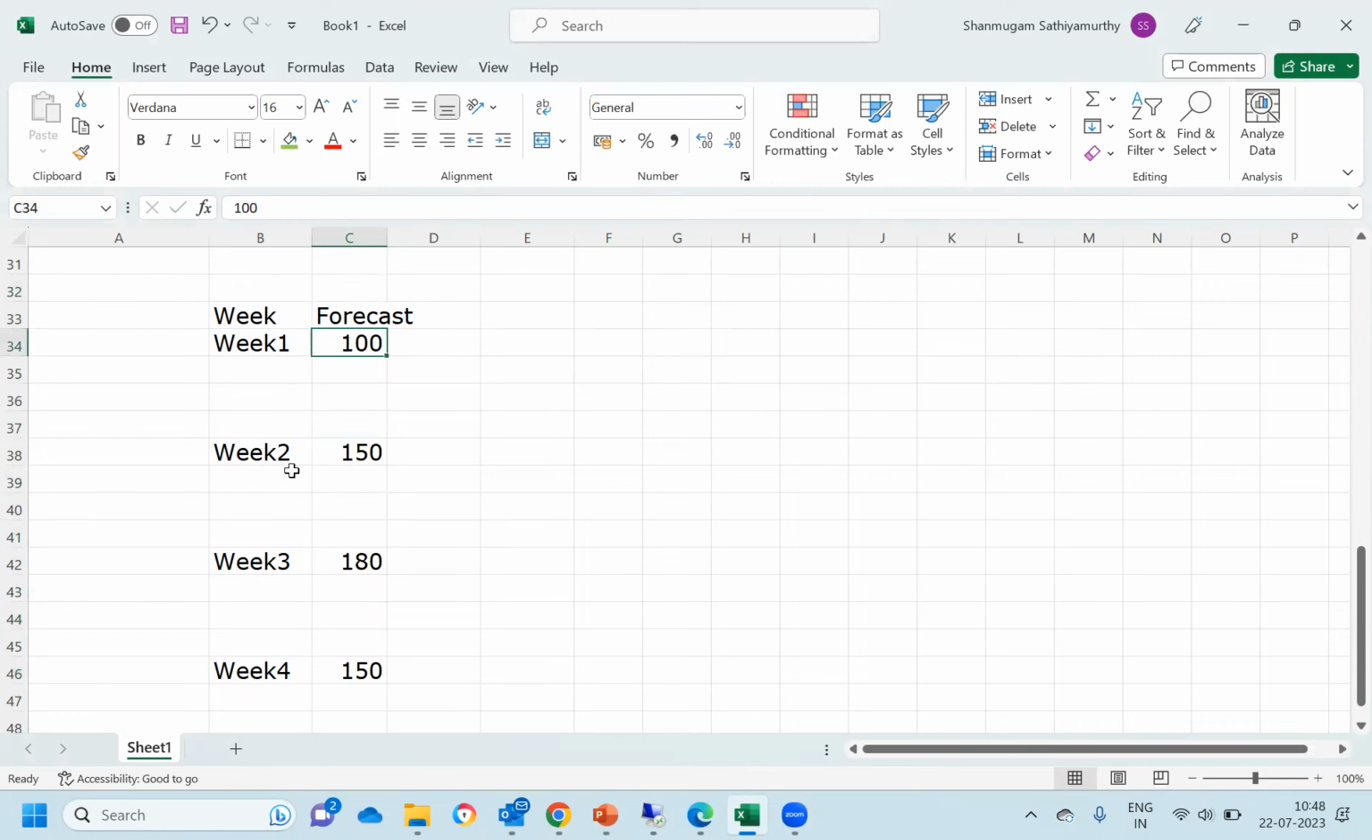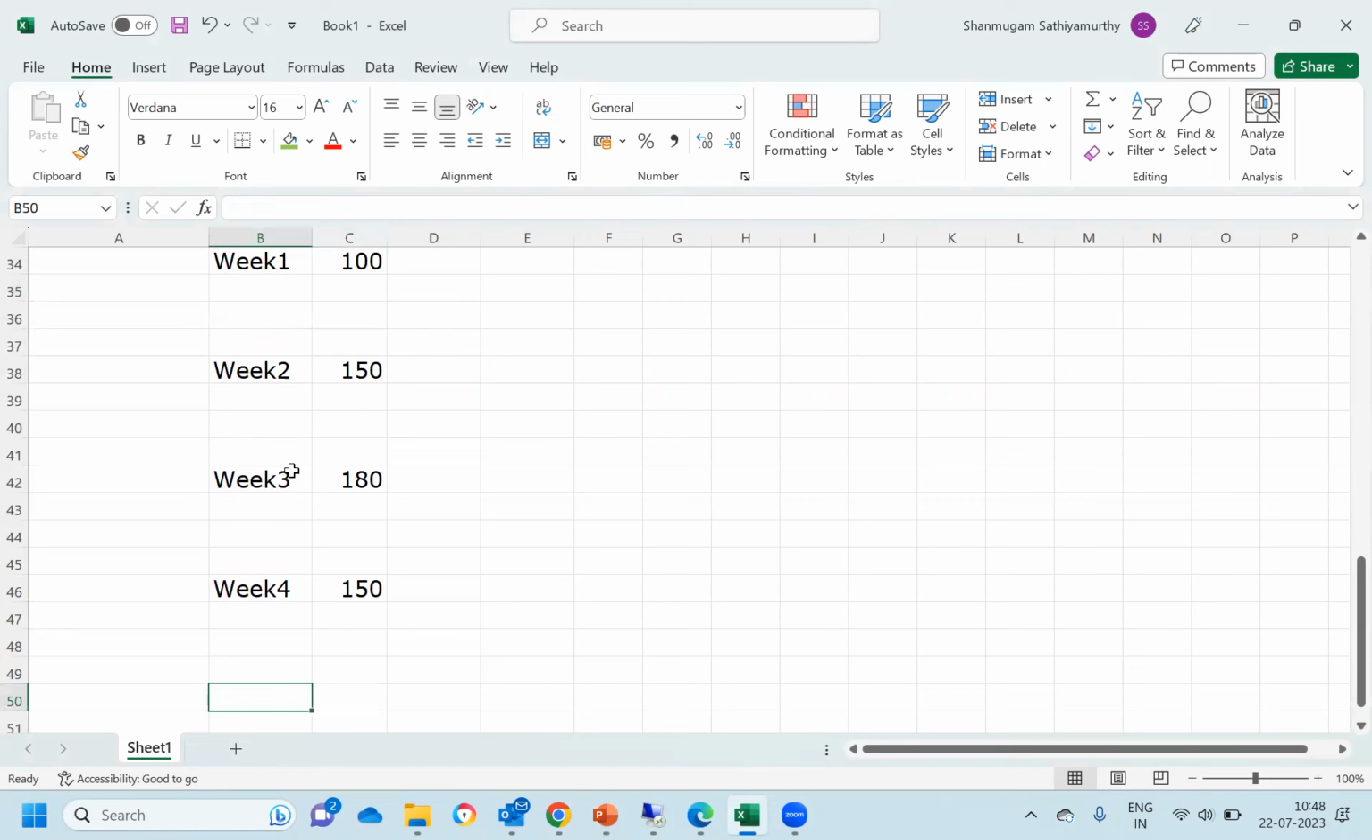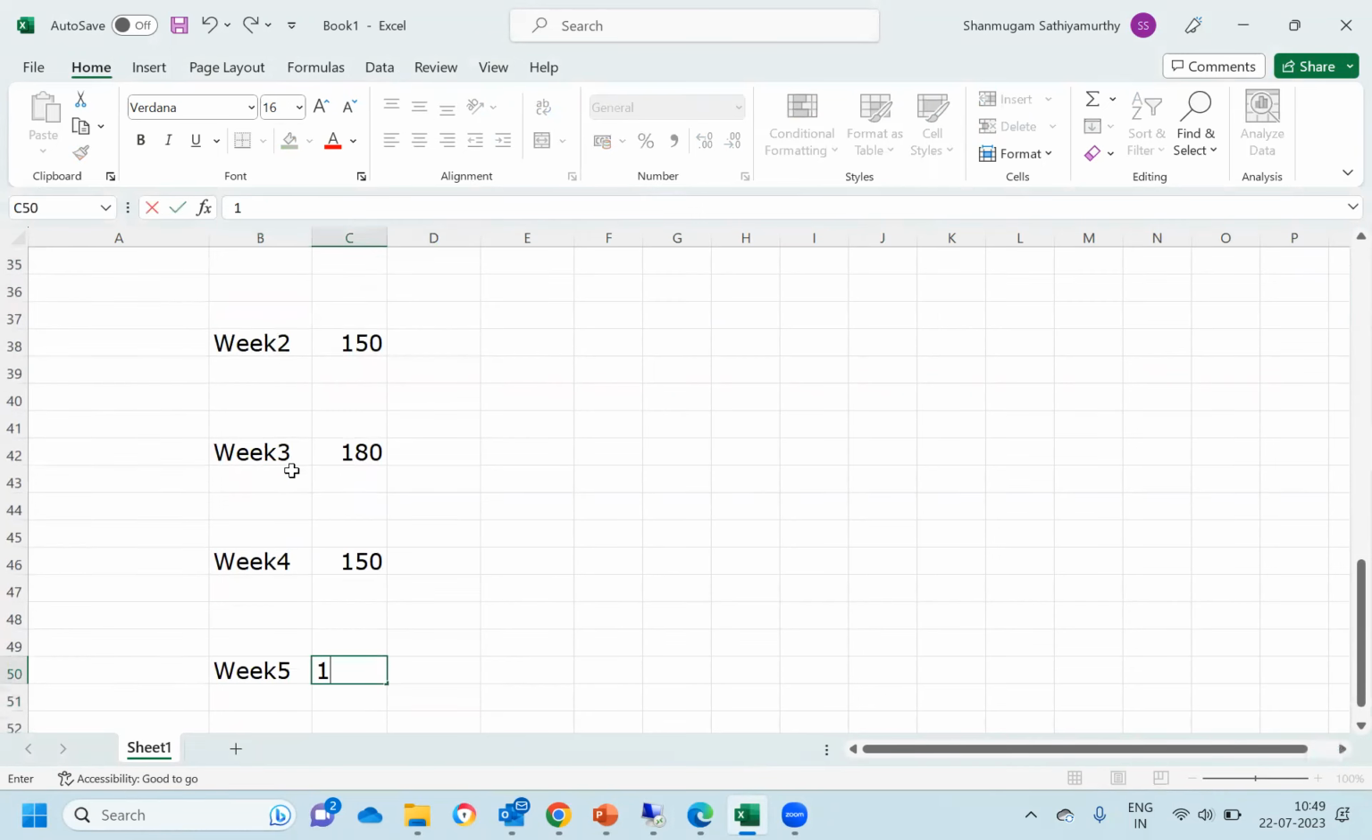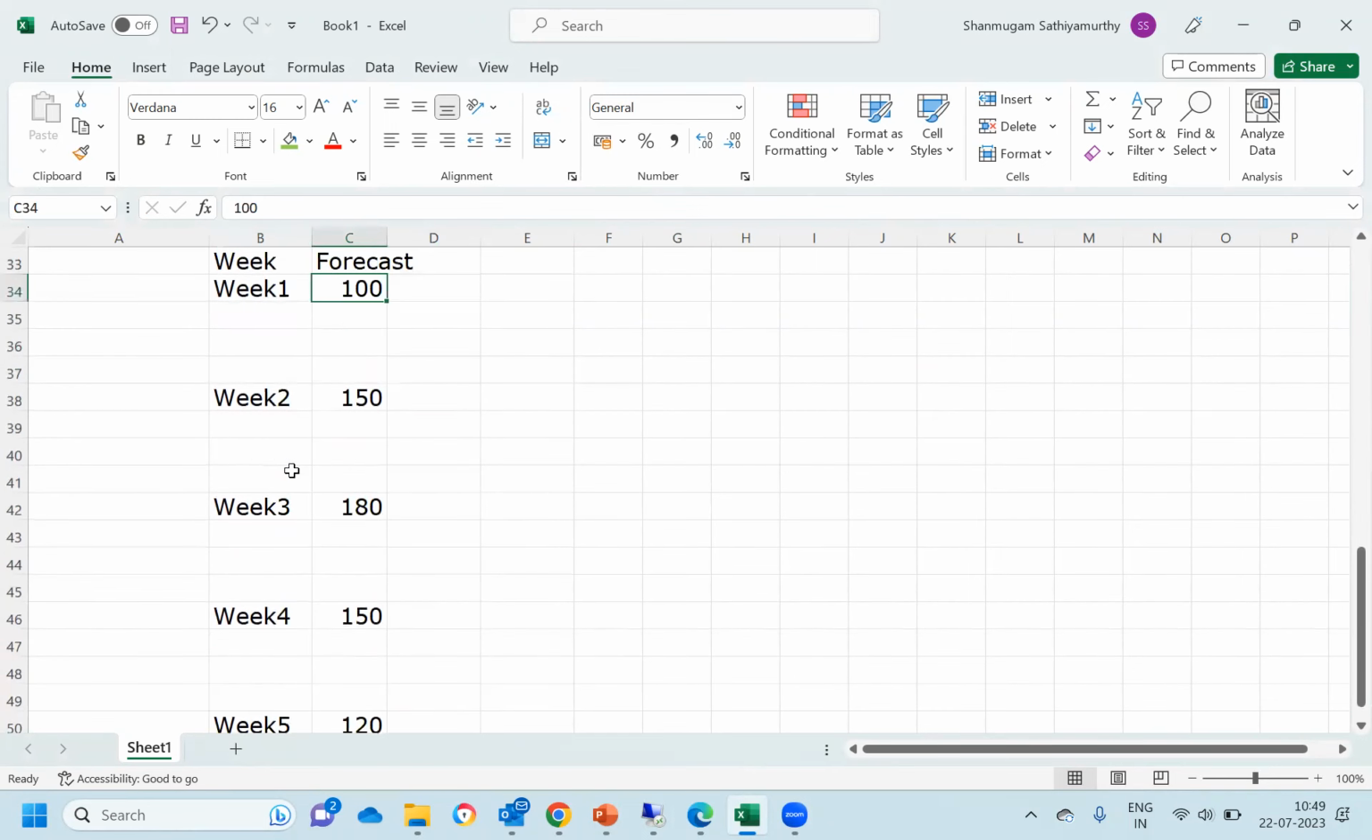Why is it called a consumption here? How should the forecast consume? That is the point. How do you consume the forecast? For example, you entered the forecast here like this. Week 1, 100, week 2, 150. You are seeing the Excel now? Yes, sir. Okay. So this is the forecast you are getting.